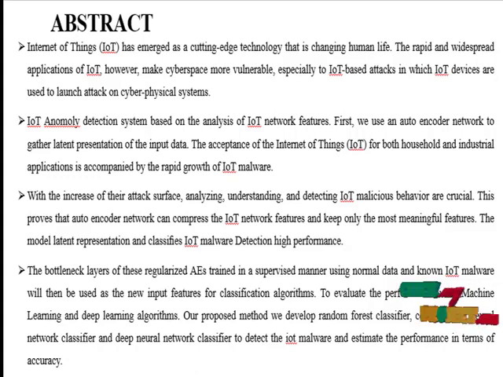First, we use an auto-encoder network to gather the latent representations of the input data. The acceptance of the Internet of Things for both household and industrial applications is accompanied by the rapid growth of IoT malware. With the increase of the attack surface, analyzing, understanding, and detecting IoT malicious behavior are crucial. This proves that the autoencoder network can compare the IoT network features and keep only the most meaningful features. The model's latent representation classifies IoT malware with high performance.